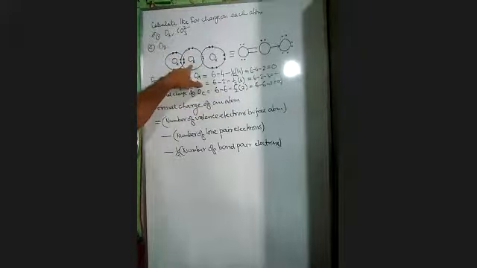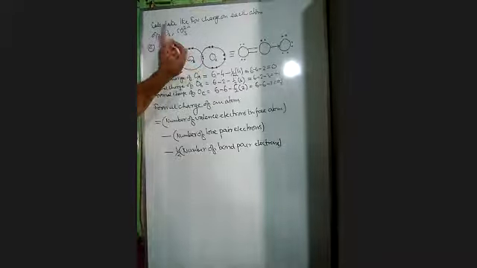Sir, can you repeat OB and OC? Why not? See here. Valence electrons, do you know? 6. What does this say? Number of lone pairs. How many lone pairs does it have? See, this is the B. It has only 1 lone pair, so that means 2 electrons.